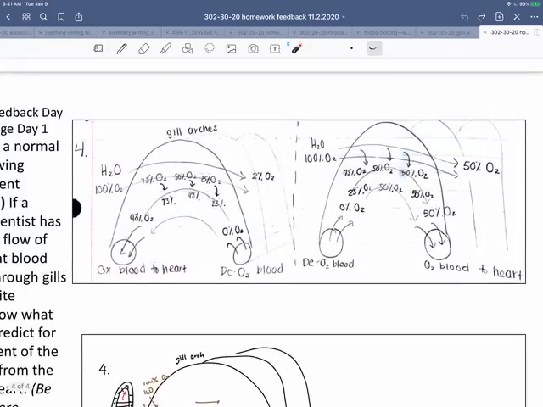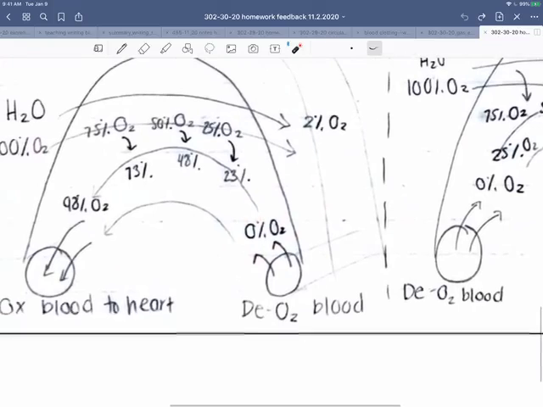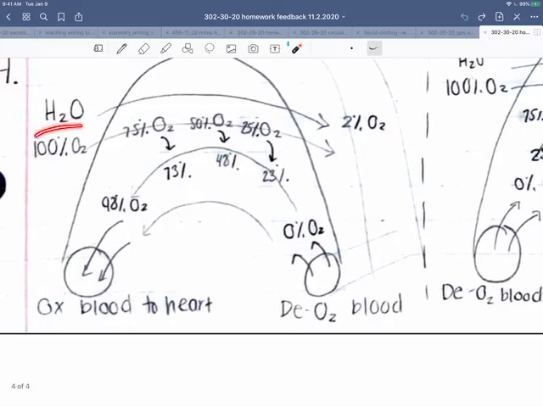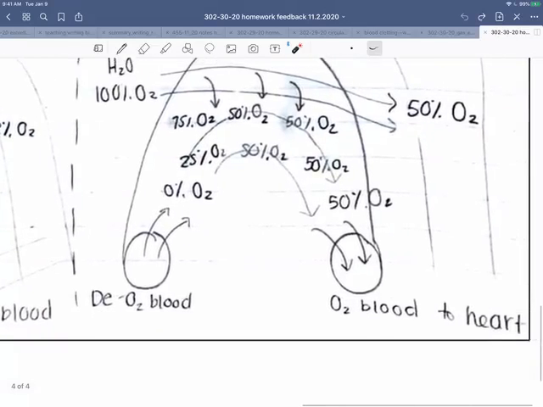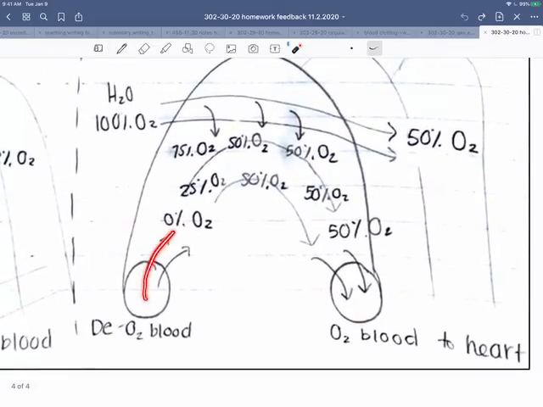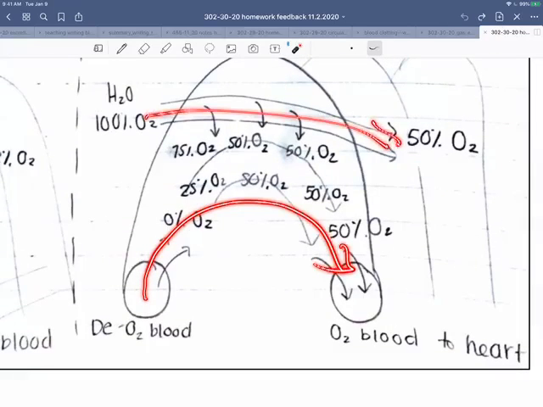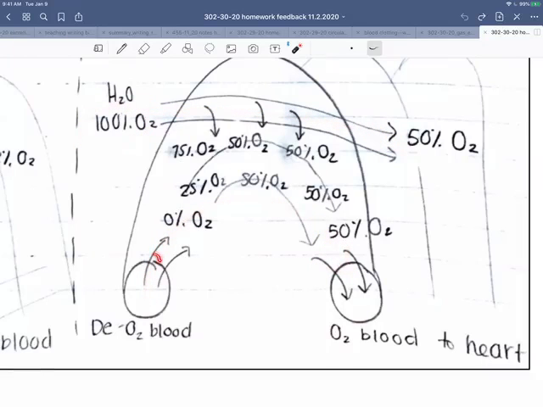Another one showing basically the same thing. Here's the normal setup with 0% and 98% in the lamella. Here's the water at 100% and down to 2%. We've removed almost all the oxygen into the blood. Reverse the direction. Now we have the deoxygenated blood going the same direction as the water. We're at 100% in our source, 0% in our sink. We're going to wind up with 50% in the blood and 50% in the water.